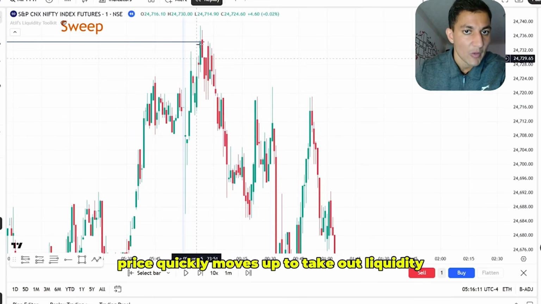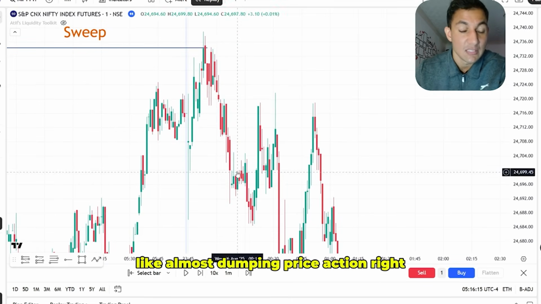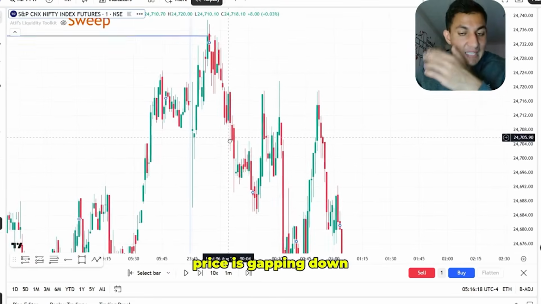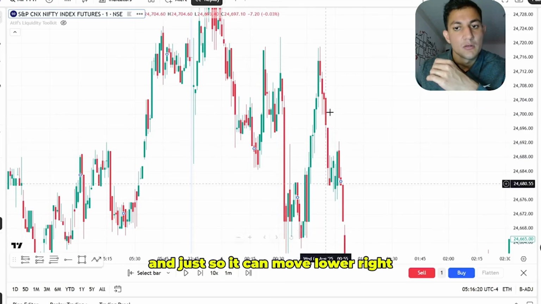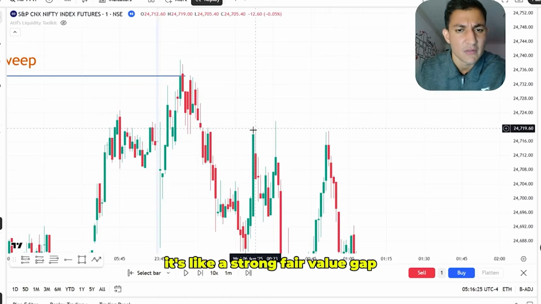And you can see it here. Price quickly moves up to take out liquidity, the sweep, and then quickly and aggressively, almost dumping price action, right? Price is gapping down just so it can move lower, right? You can see all these gaps here. So that's what a volume imbalance really is. It's like a strong fair value gap.